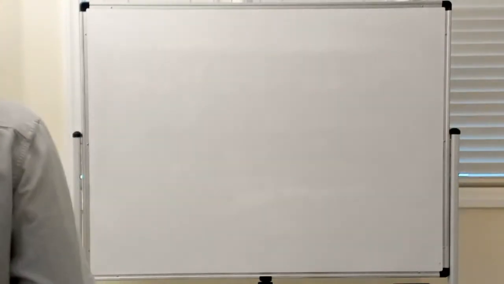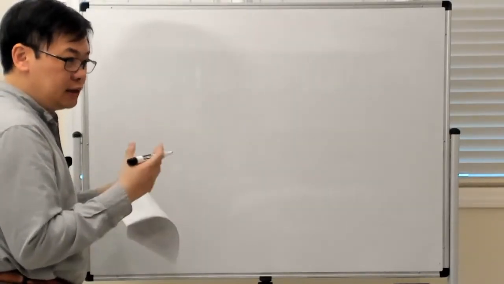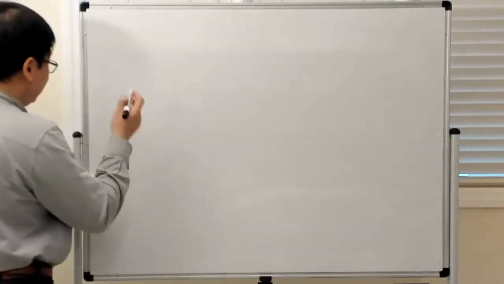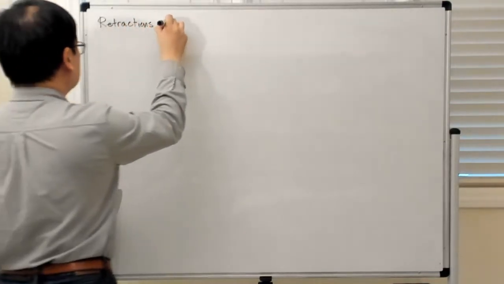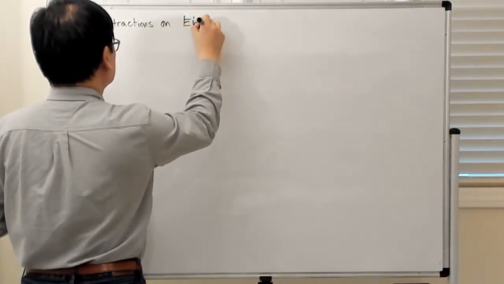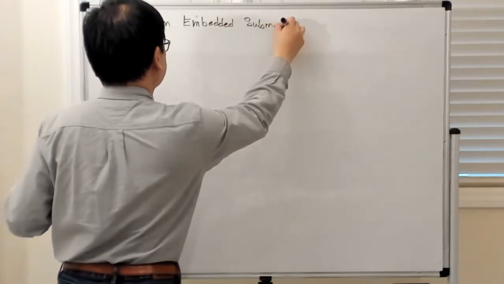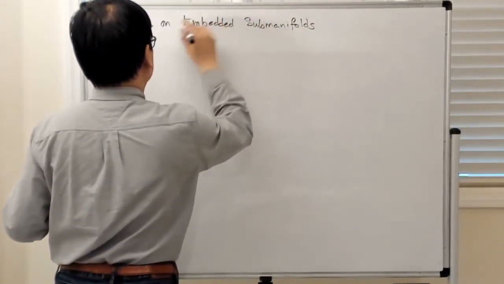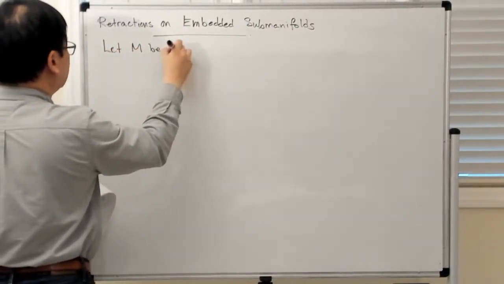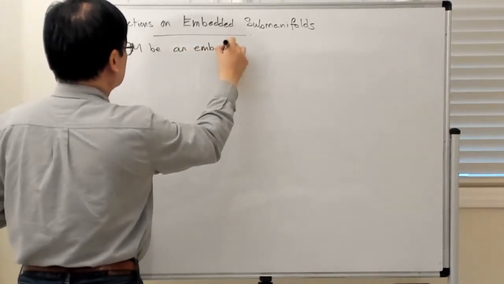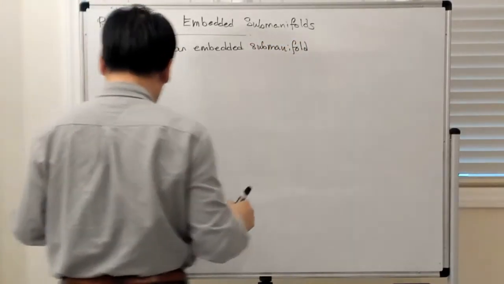Okay, so now let's look at the important case of retractions on embedded manifolds, in particular where the embedding space is again a vector space, always a vector space. So this is retractions on embedded submanifolds. Let M be an embedded submanifold of a vector space.